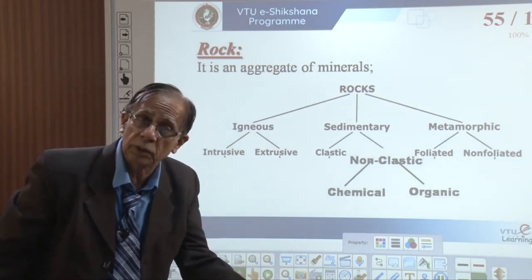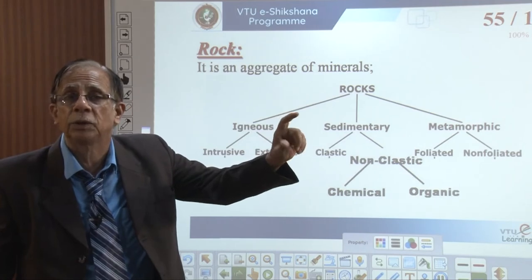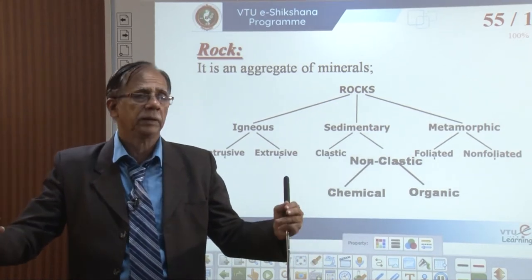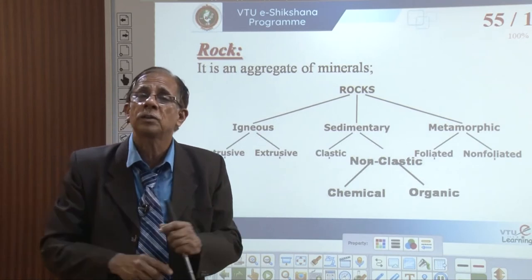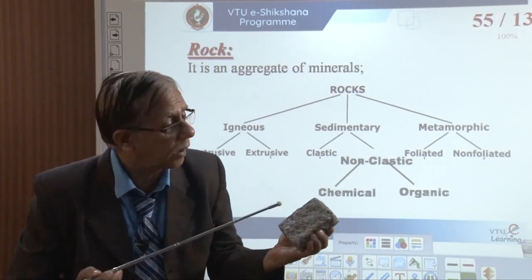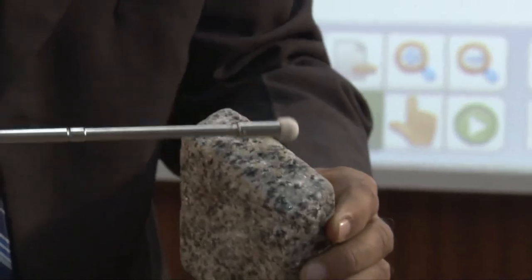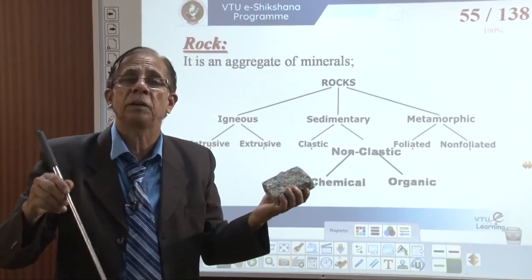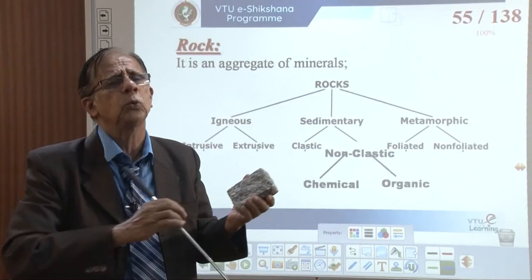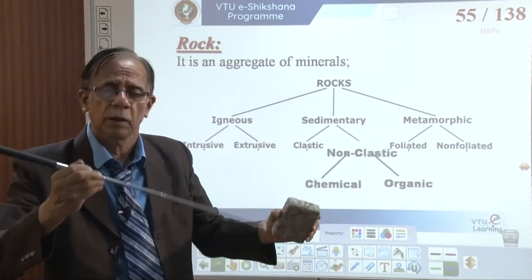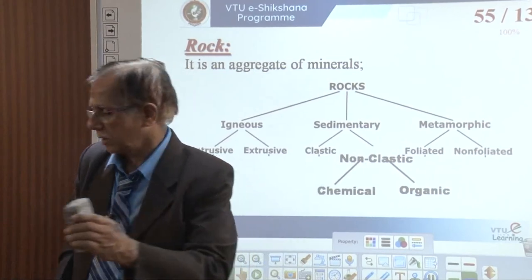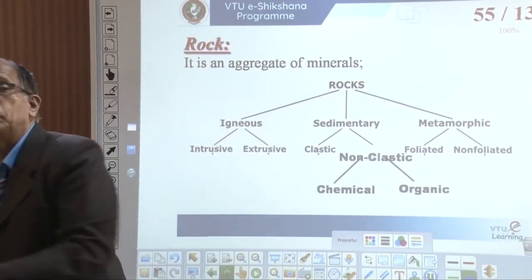Rock in general is an aggregate of minerals. It is also found in the upper layer of the earth crust where we also find minerals. This is also solid like a mineral, but minerals are homogeneous, rocks are not homogeneous. In different parts of the same specimen, I find a different material. Yesterday I showed you some that were the same throughout, the same color, homogeneous. That was a mineral. This is a rock. It is an aggregate of minerals.